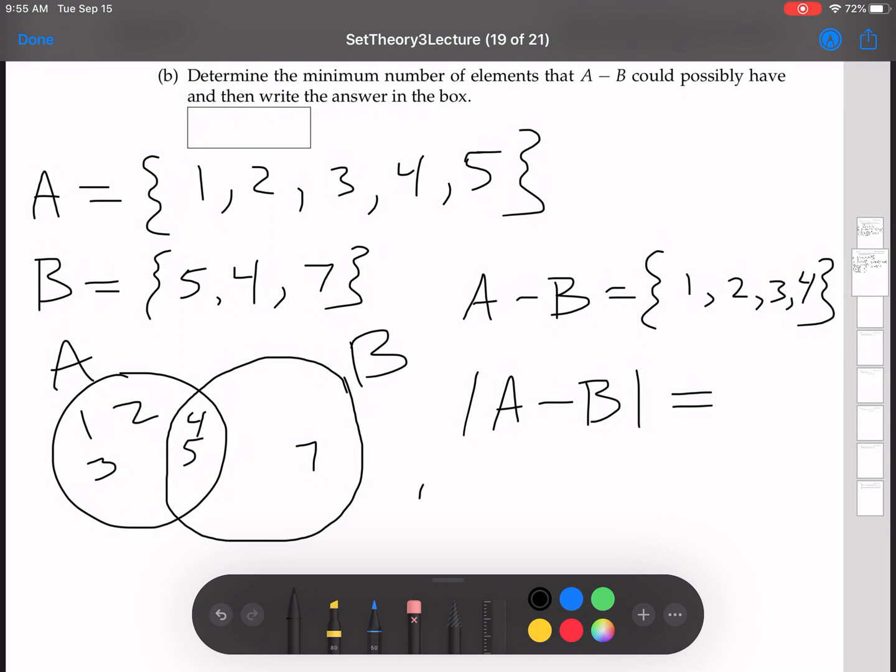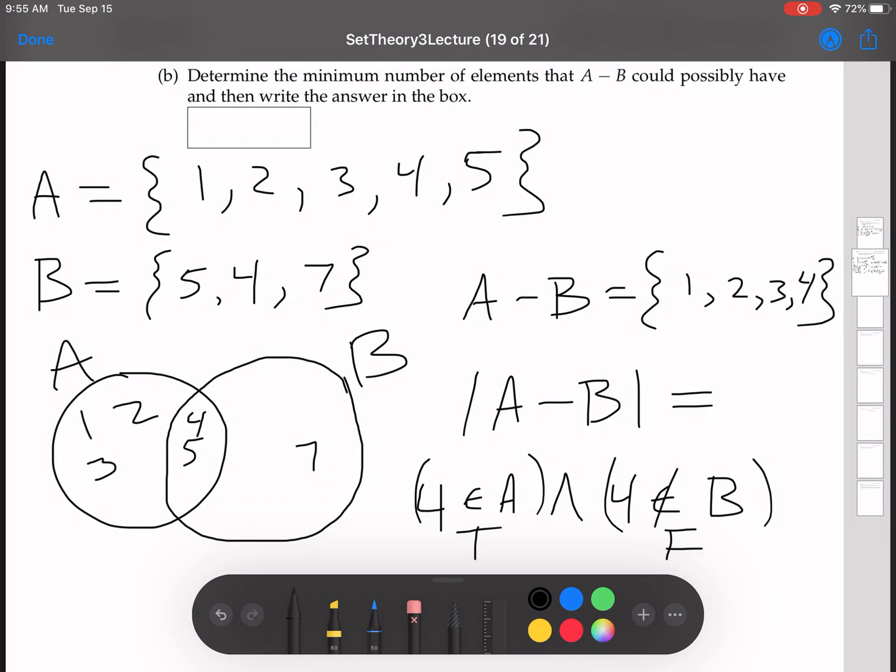Because to be in A minus B, 4 has to be in A, and 4 is not in B. So let's see, 4 is in A, so that's true. Is 4 not in B? No, that's false. True and false is false, so that kicks 4 out of there. So we can take 4 out. So now A minus B has 3 elements.